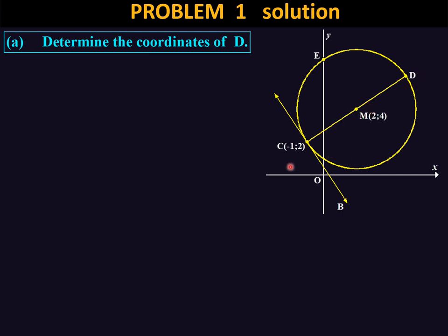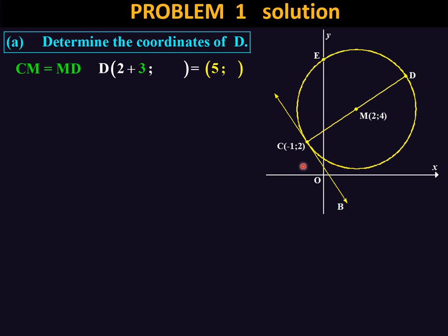So let's look at the diameter. CM is equal to MD. Why? Because they're radii. So let's look at the C and the M. Let's focus on the X coordinate first. A -1 is transformed to a 2. What do we do with -1 to become a +2? Correct, we add a 3. So I have to take 2 plus 3, and then I'll get the D value. So 2 plus 3 is 5.